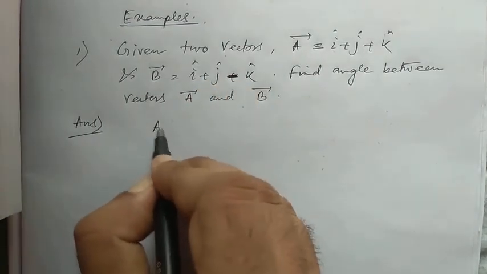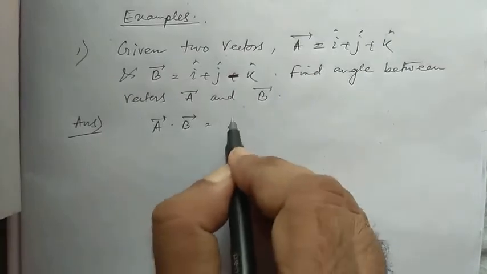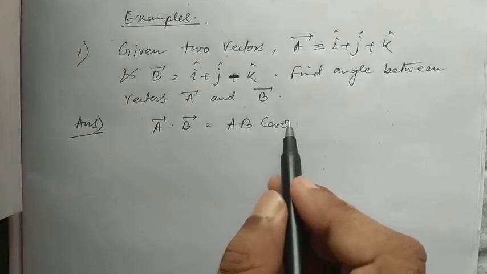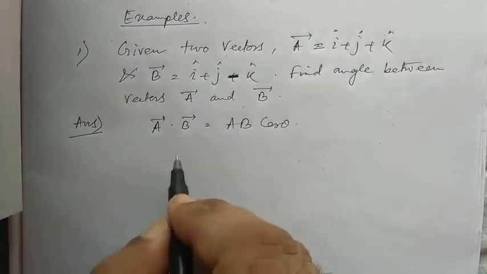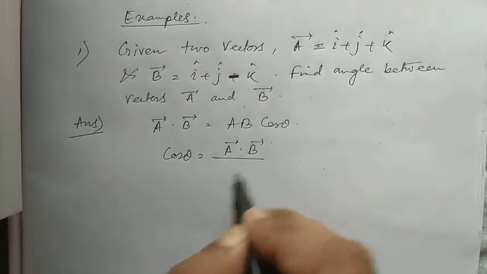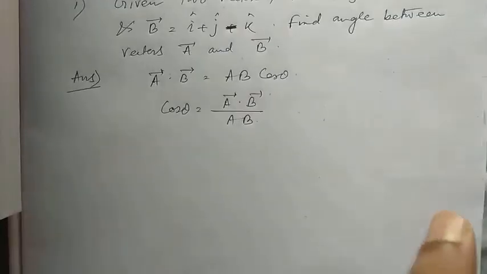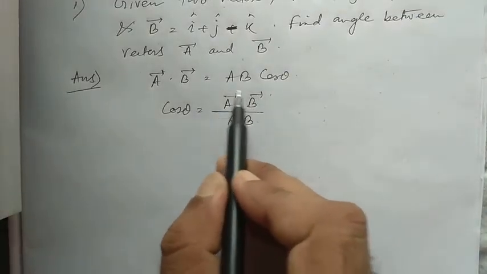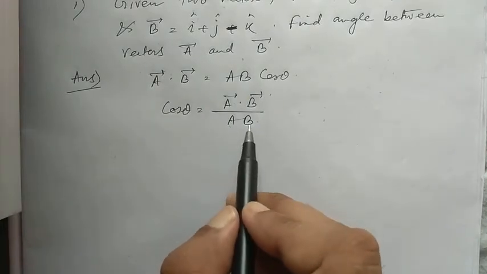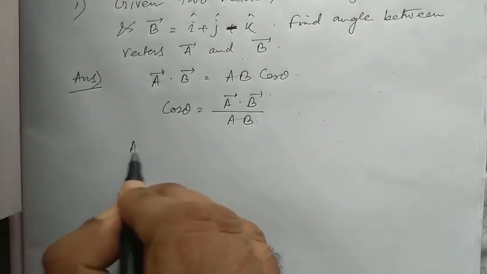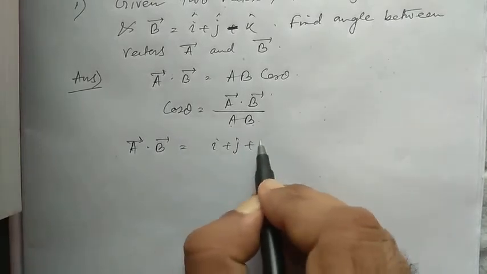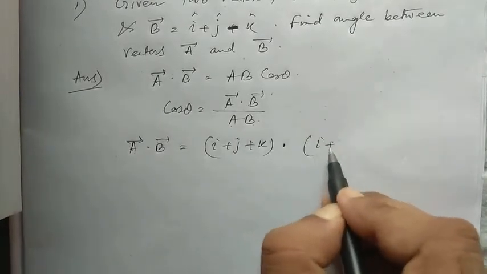First we try to write the formula. A dot B is equal to AB cos theta. Now they have asked us to find the angle between the two vectors, that is theta. So we can write cos theta as vector A dot vector B by AB. So we have to calculate the product of vector A and vector B, and next we have to find out the magnitude of A and magnitude of B. First let us do vector A dot vector B: i plus j plus k dot i plus j minus k.